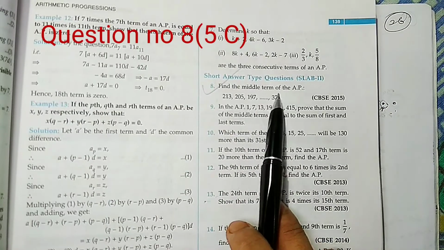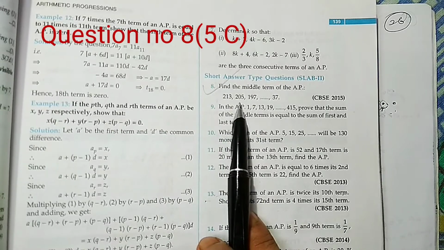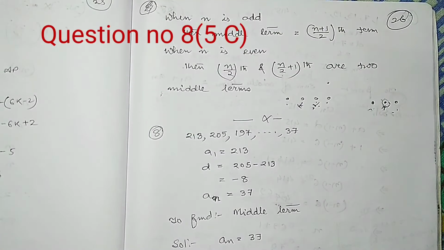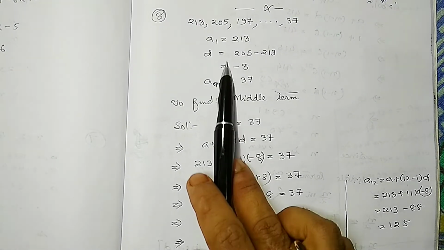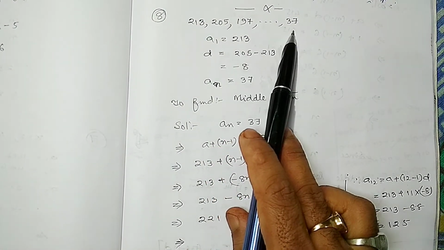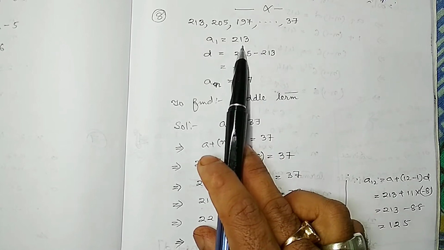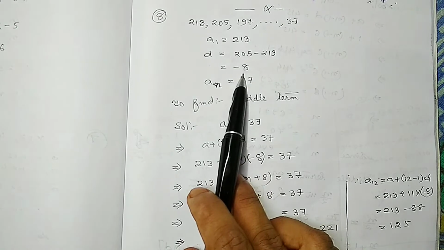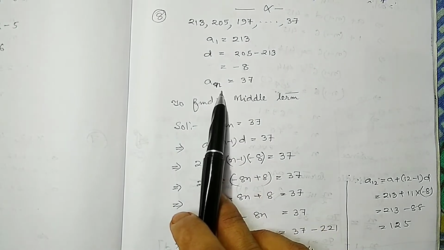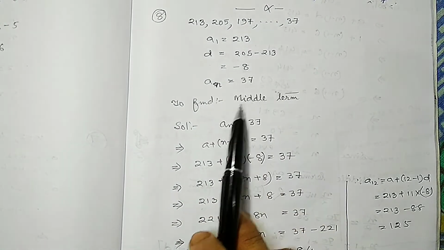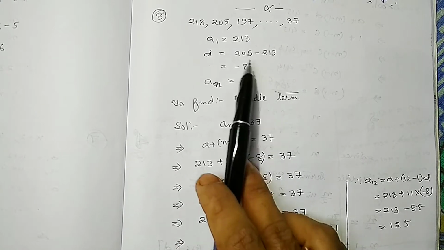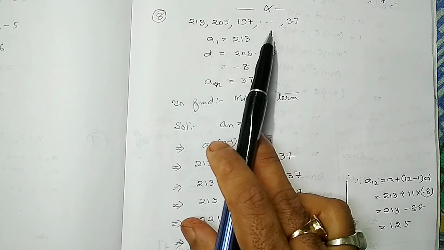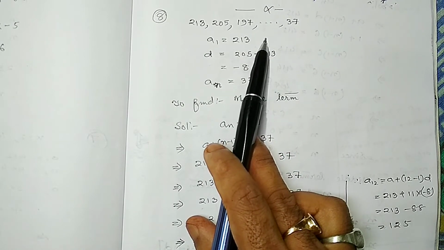Find the middle term of the AP 213, 205 up to 37. You have to find the middle term. Here 213, 205, 197, it will continue up to 37. So the first term here is 213, the common difference, second term minus first term, gives you minus 8, and the nth term or last term is 37. We have to find the middle term, but we don't know how many terms are there. Since we don't know, in the first step we have to calculate n.